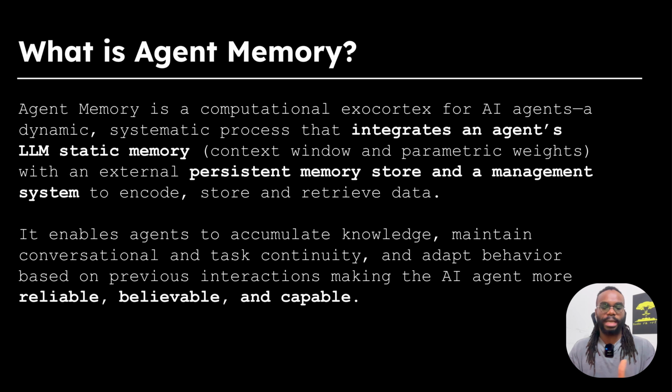When people ask, what is agent memory? Agent memory is the systematic process of moving information through the components of an agentic system: moving information from the embedding model into an external memory store like a database, into the context window of an LLM, into this parametric memory that doesn't change the LLM itself. Those are components of an agent, and from a memory perspective, agent memory encapsulates this, and on top of this is a memory management system that can encode, store, and retrieve data. The objective of implementing agent memory techniques is to make AI agents more reliable, believable, and capable.